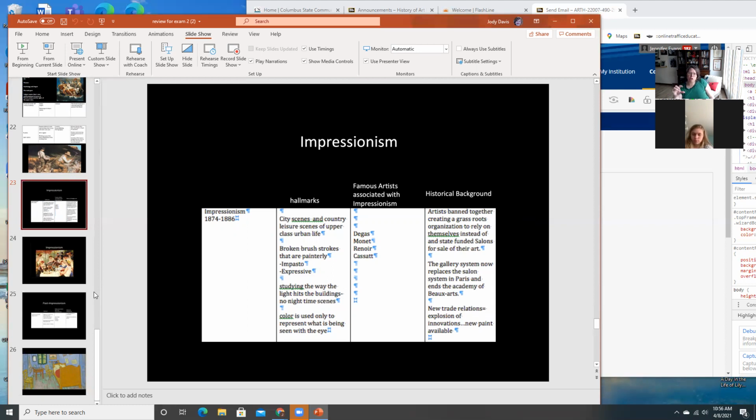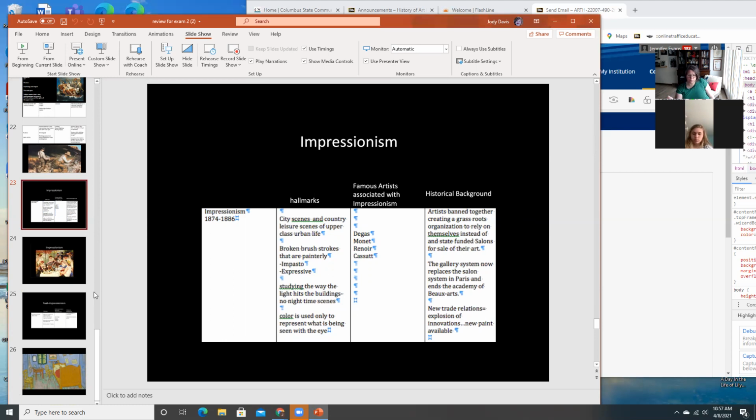You get a sense of broken brush strokes that are painterly. They have the impasto quality and they're very expressive. They study the way that light hits the building at different times of day and different types of weather. We call the Impressionists the ultimate realists because what they are interested in is representing what the light looks like and what the object looks like in reaction to each other. They only want to paint what they see with their actual eye.